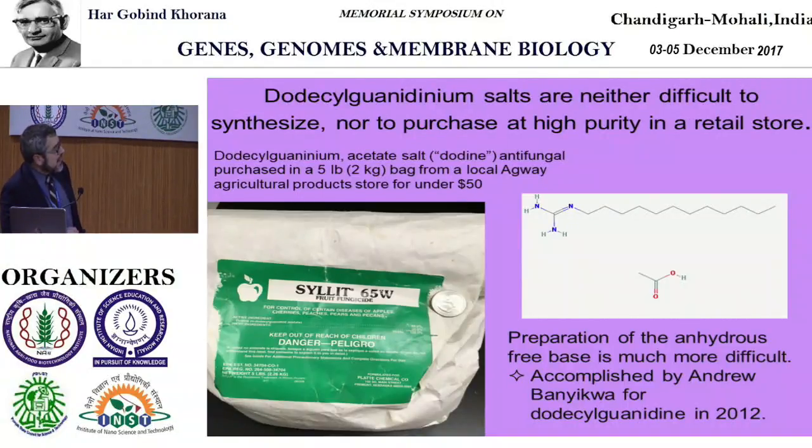This is a 2-kilogram bag of this fruit fungicide that is 60% dodecyl guanidine, and the rest is sort of an inert clay. And I was able to purchase this out of my own pocket at a local store for about $30. This gave enough quantities that I could just turn it over to both undergraduates and graduates in the lab and tell them to play with it and see if they could figure out how they could deprotonate it.